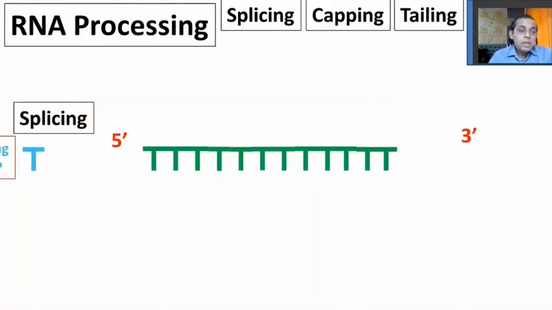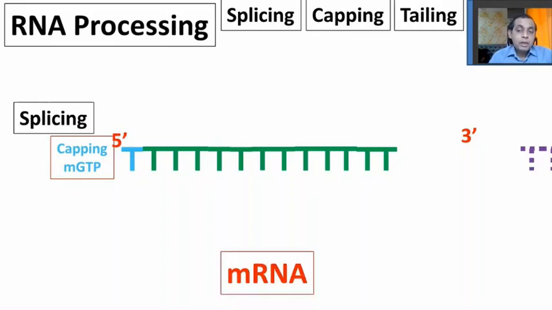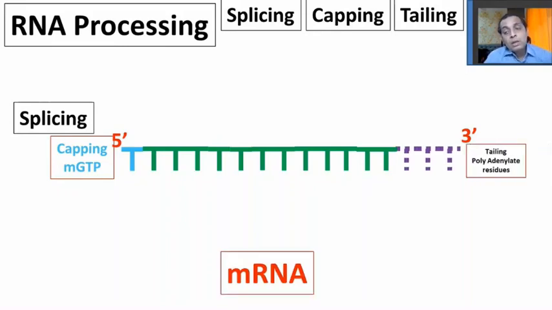Capping is done with the help of a modified guanosine nucleotide called methylated guanosine triphosphate. It is called the cap of the mRNA. It is always located on the 5' end. The 3' end is attached with a chain, a tail of adenylate residues, which is actually called a trailer having no specific functions. So this is the final mRNA, messenger RNA, consisting of the message transcribed from the DNA.